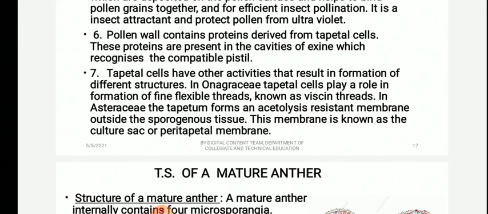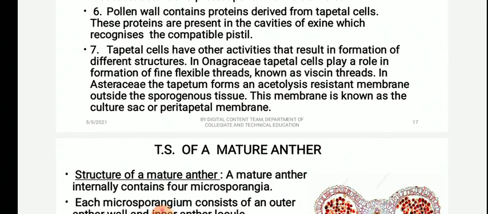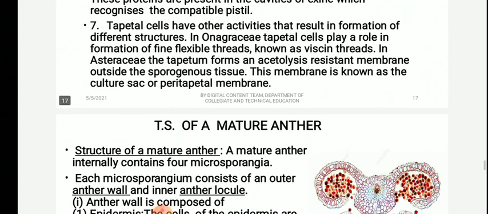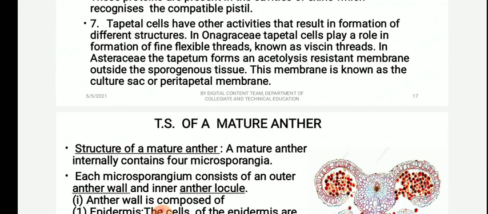Tapetal cells have other activities that result in the formation of different structures. In Onagraceae, tapetal cells play a very important role in the formation of flexible threads known as viscin threads. In Asteraceae, the tapetum forms an acetolysis-resistant membrane outside the sporogenous tissue.